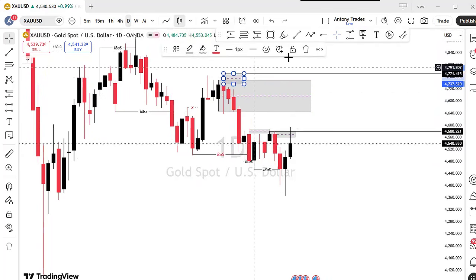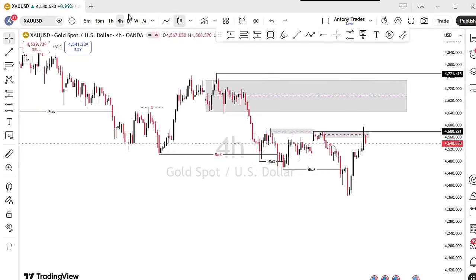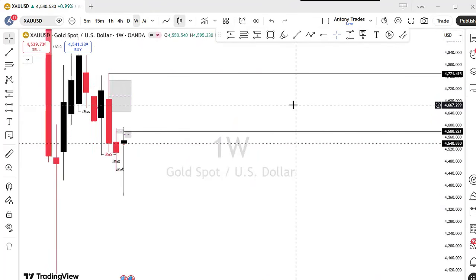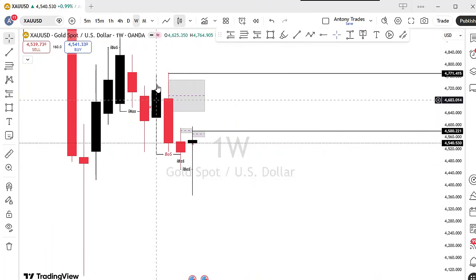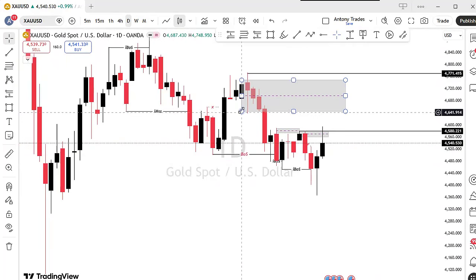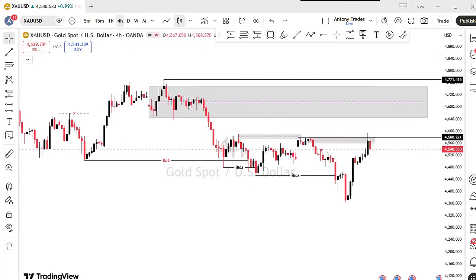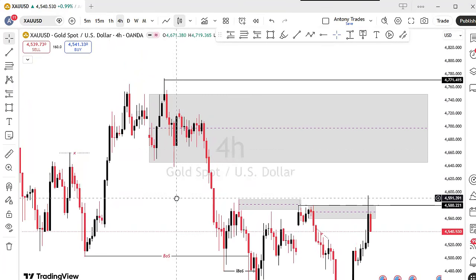So what do I need to do when I go down to the 4 hour? But before I do that, let's go to the weekly first. When you go to the weekly, we don't have anything to mark. So you just go with the daily order block, which is the last buy before the sell. That becomes an order block. So when I go to the 4 hour time frame, I can now refine my point of interest. And when I refine, I will have 2 points of interest.